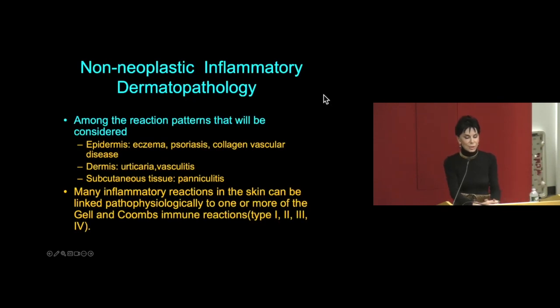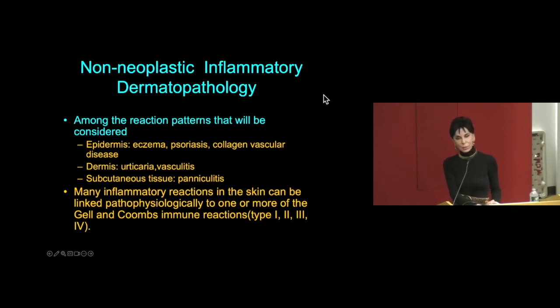So among the reaction patterns that will be considered are, with respect to epidermal changes or epidermal inflammatory conditions, eczema, psoriasis, and the interface dermatitis of collagen vascular disease. With respect to the dermis, I'll just talk about two entities, vasculitis and urticaria. And then finally, we'll briefly talk about inflammatory disease of the fat, or panniculitis.